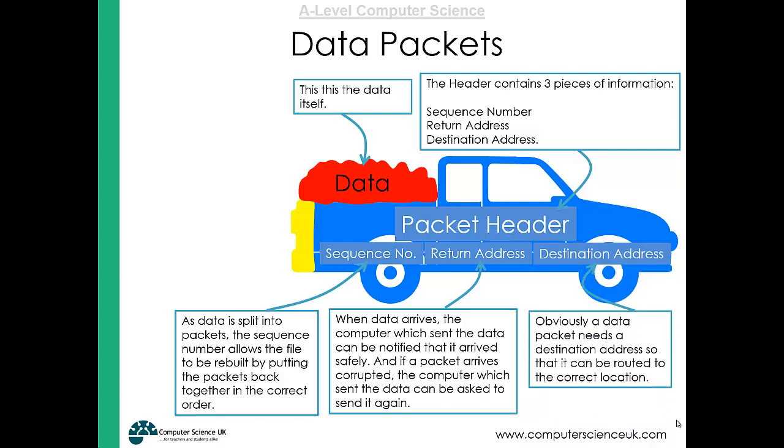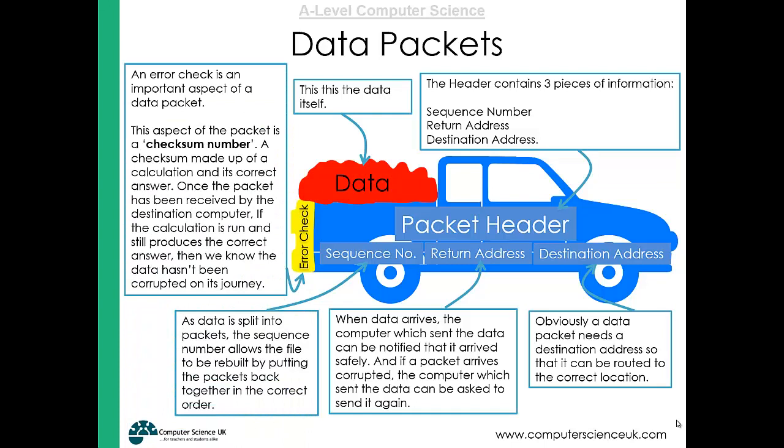It needs one of those so that the data packet can be routed to the correct location. Now it's also got an error check. It's a really important part of a data packet. It's got something called a checksum number. Now, a checksum is made up of a calculation that's carried out on the data packet and a correct answer.